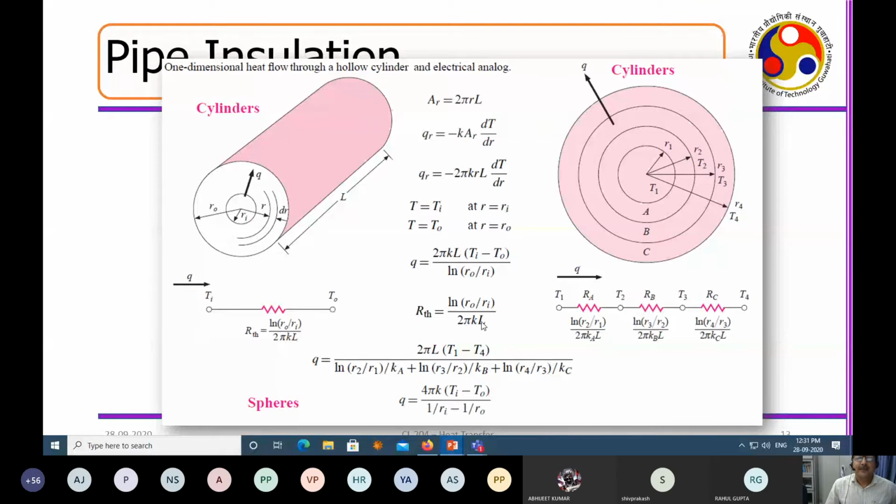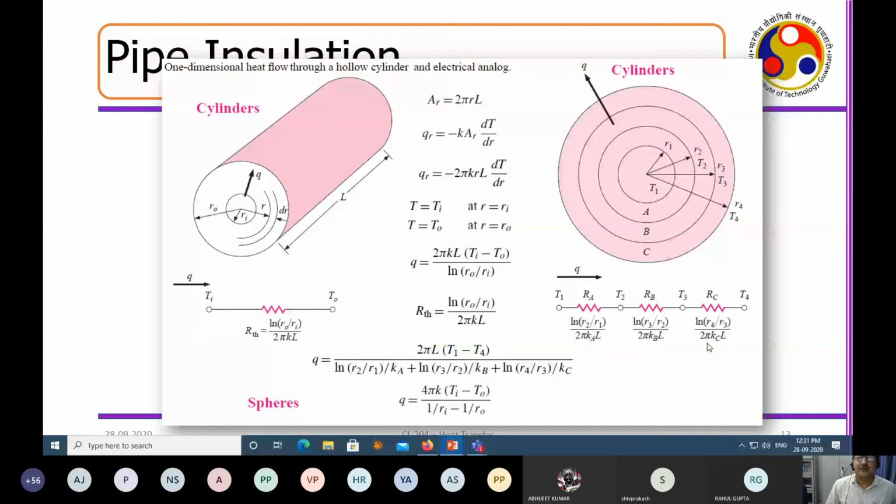Okay. Now, if you have multiple such layers, say R1, R2, R3, R4, the logic remains the same. So for layer A, you have ln(R2/R1) divided by 2 pi KA L. Then ln(R3/R2) divided by 2 pi KB L. Then ln(R4/R3) divided by 2 pi. So in that process, you calculate the total. If you keep adding them, you calculate the total, which goes to the denominator.